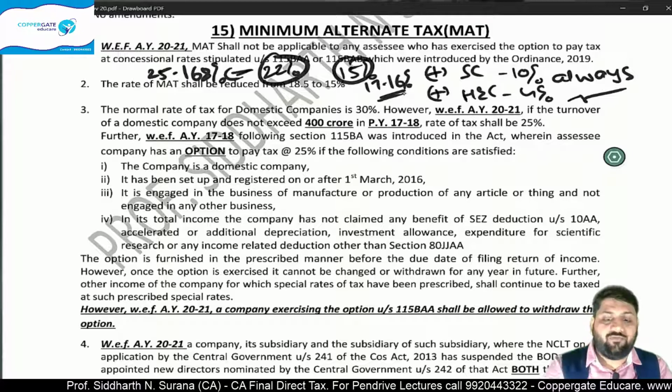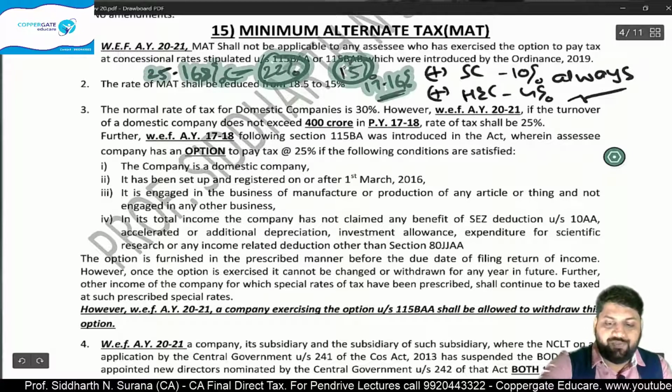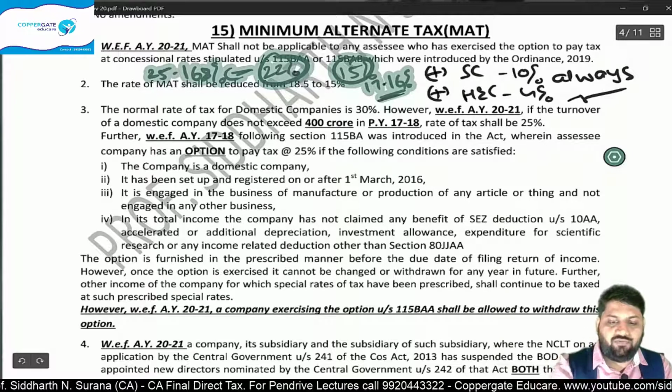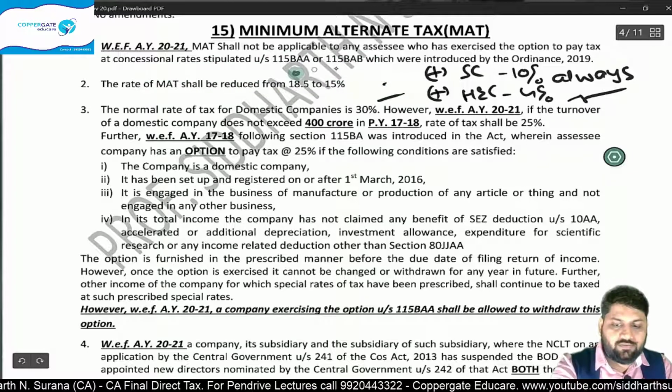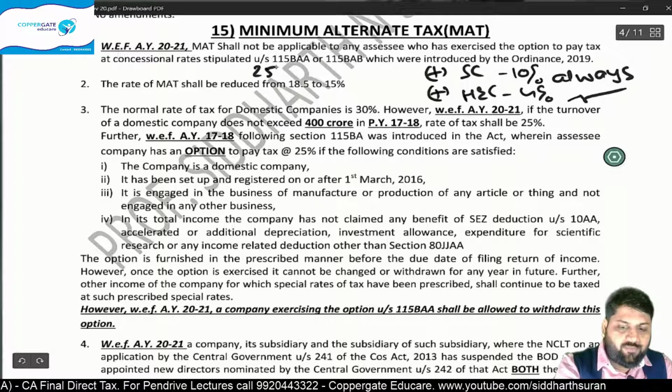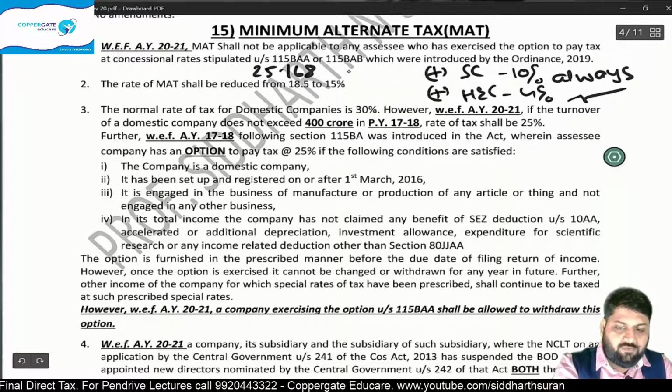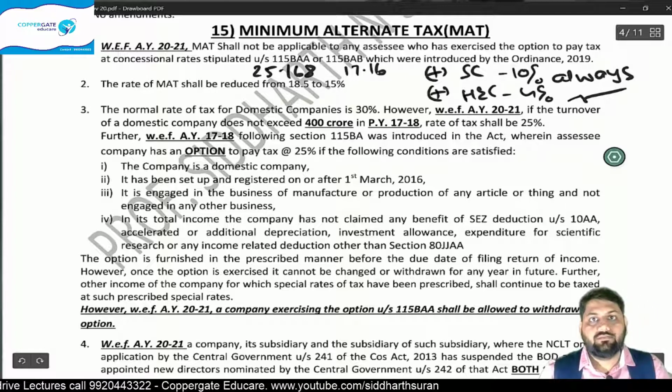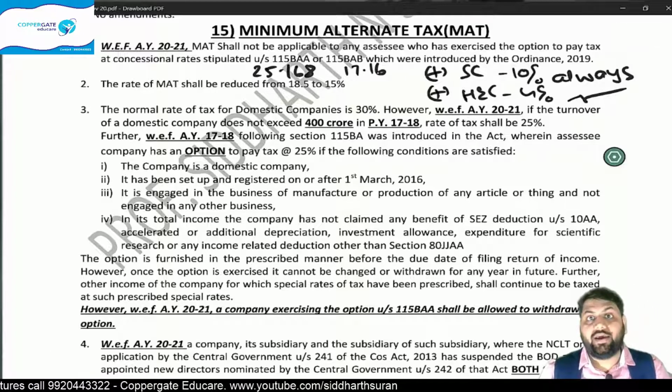The net effective tax rate for 115BAA is going to be 25.168%, and for BAB it is going to be 17.16%. These are optional tax rates, optional.